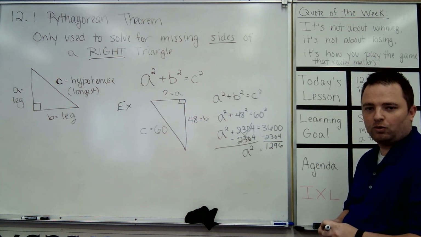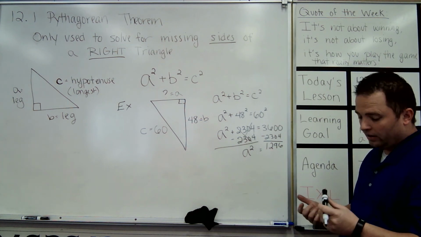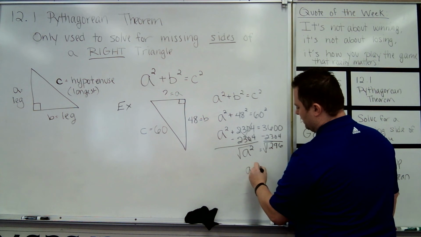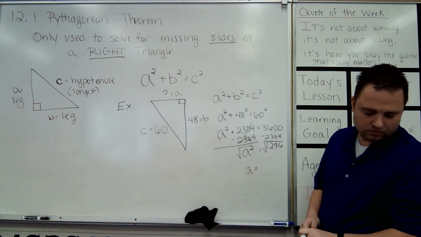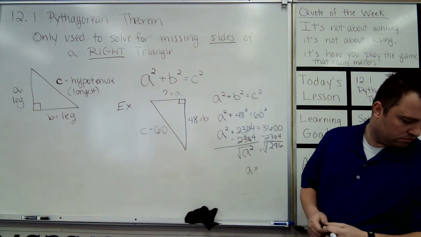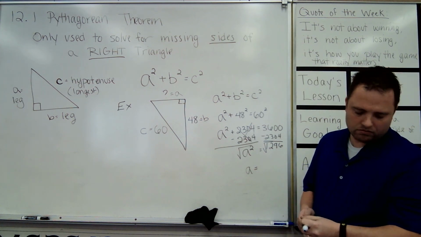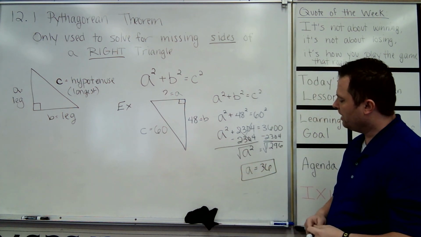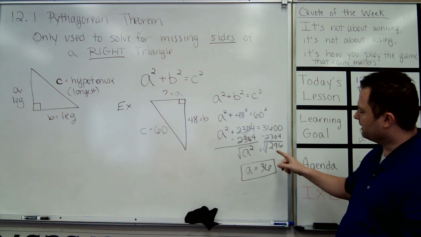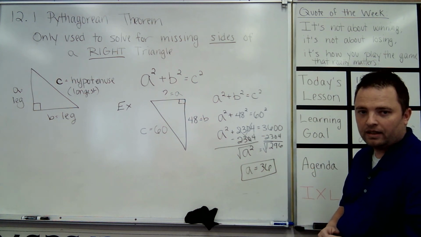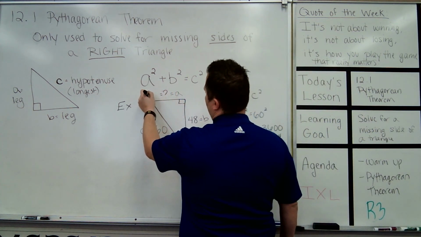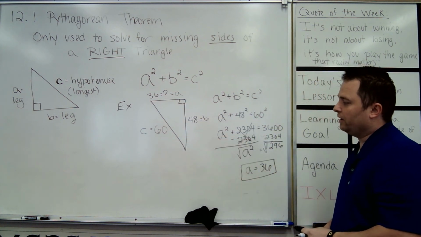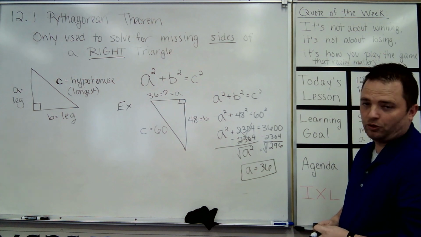1296. Okay, 1296. Well, let's take the square root of both sides. Square root, A is equal to 36. A is equal to 36. 36 times 36 is 1296. Okay, and it makes sense that this would be 36. It is smaller than the hypotenuse. So it does give us comfort that we at least made some good choices.